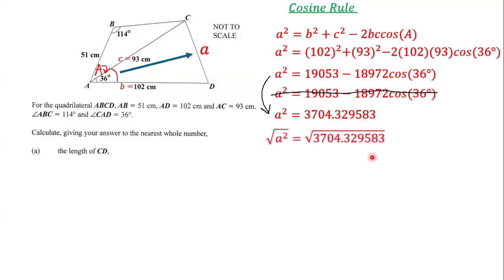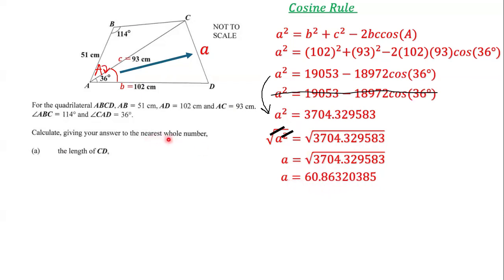Next, in order for us to find the value of a, we're going to take the square root of both sides because we're trying to get rid of the power 2. This root cancels with the power, and so a is equal to the square root of 3,704.329583. The square root of this number is 60.86320385, and that's what a is equal to.